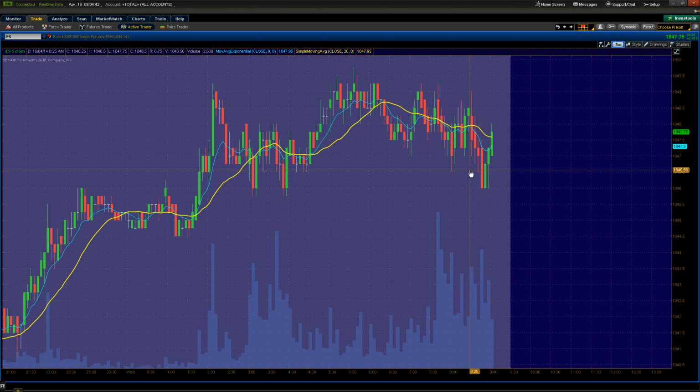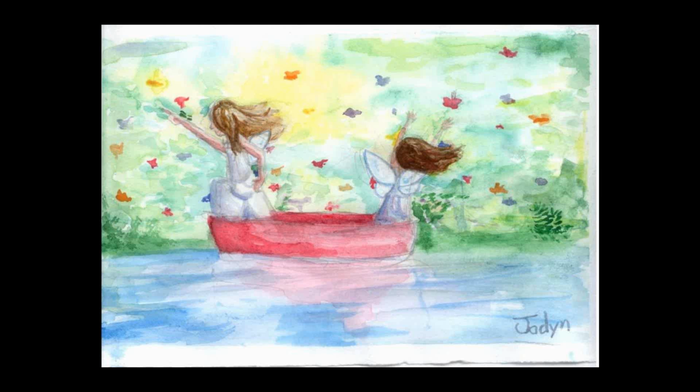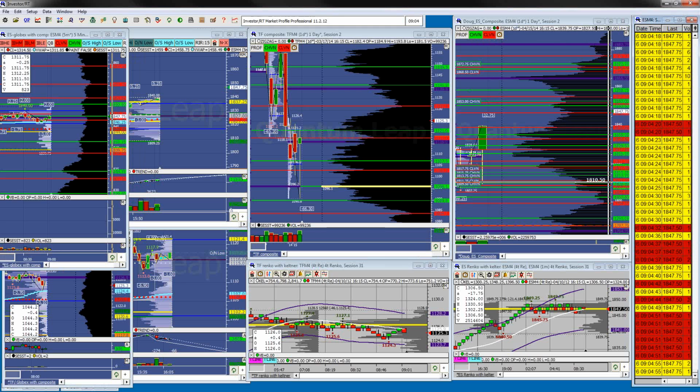So you've got to be careful, especially with that news coming out with the Bank of Canada. If they make any rate changes, any monetary policy changes, that could trigger a wiggle in the market. So let's take a look at the big picture right now on the composite.